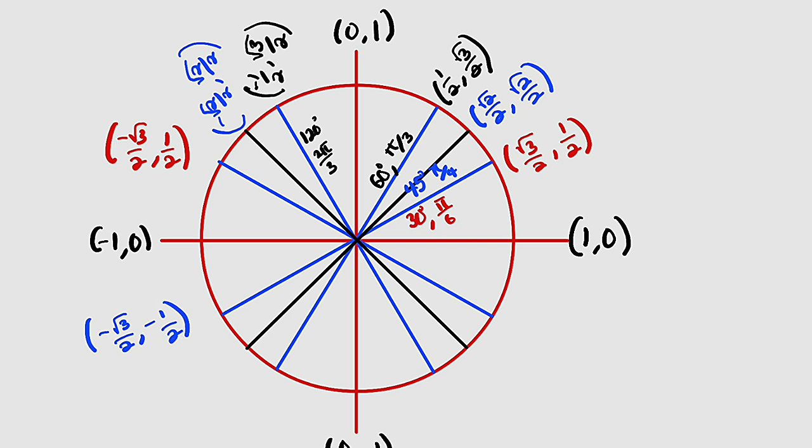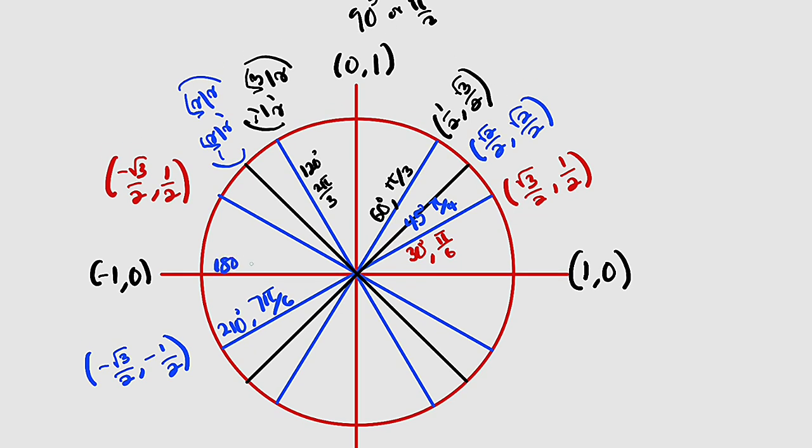Let me write the angles there. This is 210 degrees or 7 pi divided by 6. Remember that this is 180 or pi. This is 150 degrees or 5 pi divided by 6. And this one here, I don't want to mix things like that. It will be 135 degrees or 3 pi over 4.